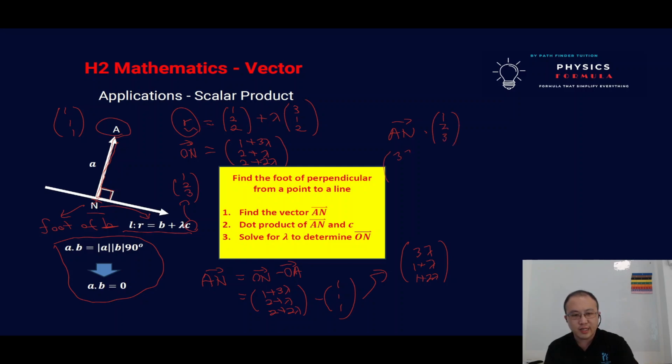Then we will get 3 lambda, 1 plus lambda, 1 plus 2 lambda dot with 1, 2, 3. Let me write this again: 3 lambda plus 2 plus 2 lambda plus 3 plus 6 lambda, and this will be equal to 0. Remember, the dot product must be equal to 0. Now if you solve for lambda, you will be able to get the lambda which gives you this point N.